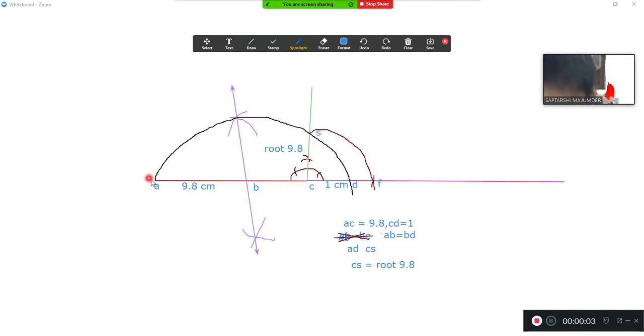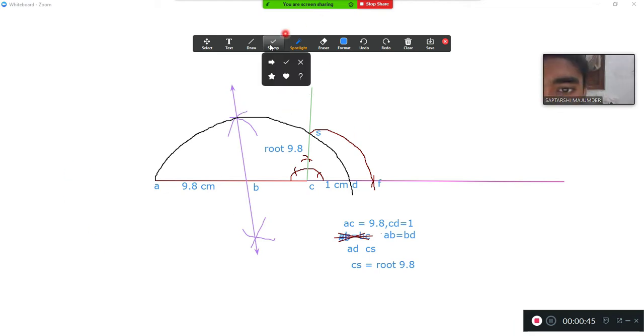AC is 9.8, and then C to D. For every case, if we construct root of something, we first draw that number, then extend from its final point by 1 centimeter. So first we need to do that. Next, the process is to divide the line into two equal halves.